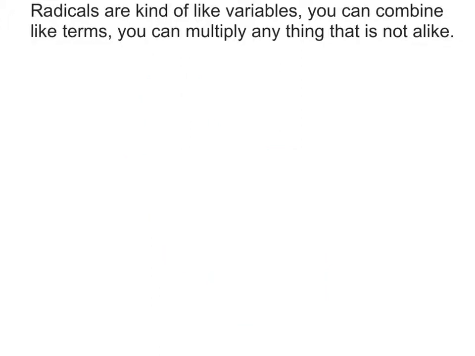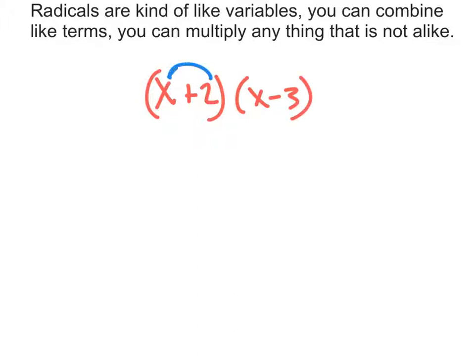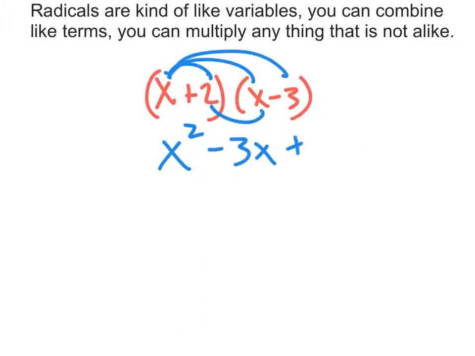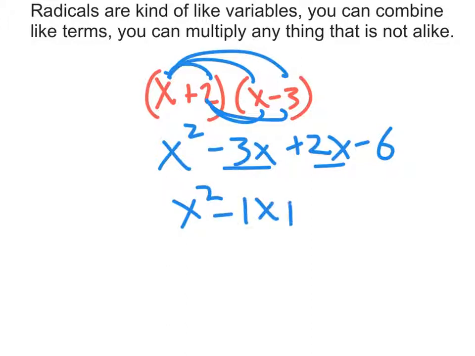Remember how we used to distribute binomials? Like let's say you had x plus 2 times x minus 3. It's really easy to do, right? You go x times x, that's x squared. X times negative 3 is negative 3x. 2 times x, that's positive 2x. 2 times negative 3 is negative 6. And of course we combine like terms. So that's x squared minus 1x, and then minus 6.